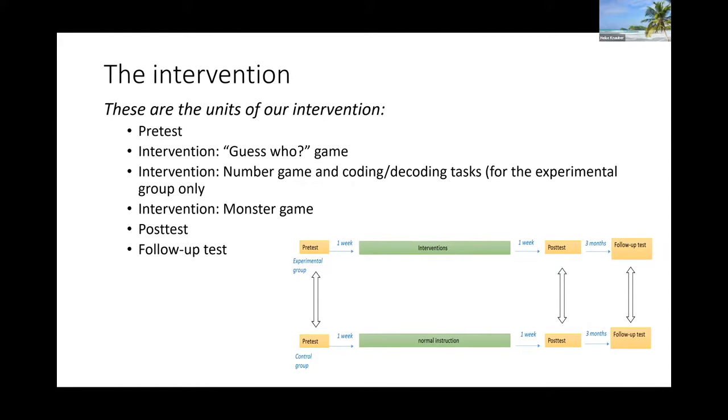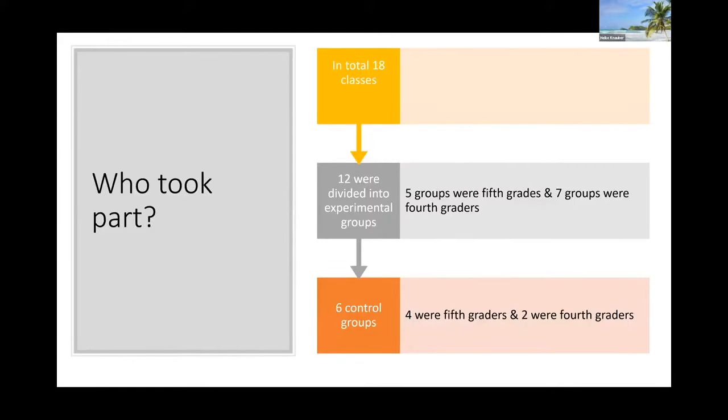So, who took part? There were in total 18 classes, and the different classes were divided into 12 experimental groups, 5 of which were 5th graders and 7 groups were 4th graders. And additionally, there were also 6 control groups, 4 of which were 5th graders and 2 were 4th graders.